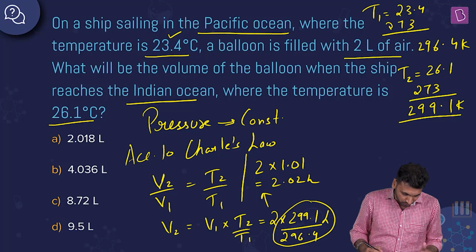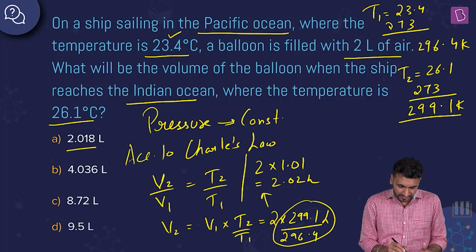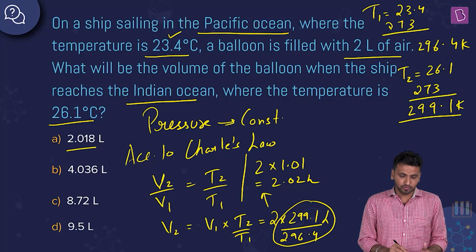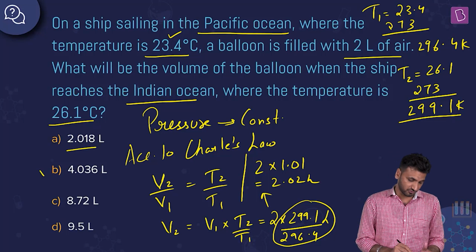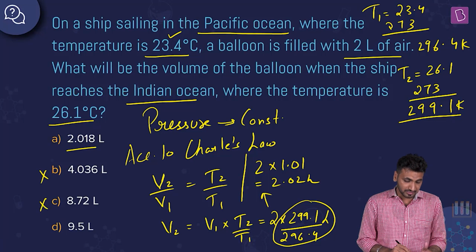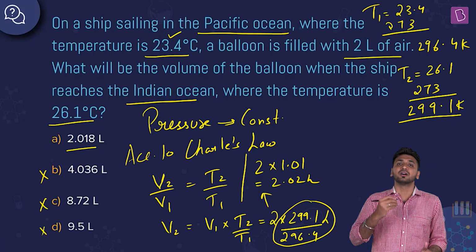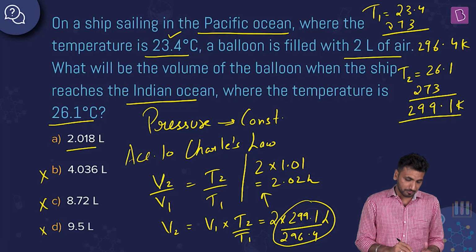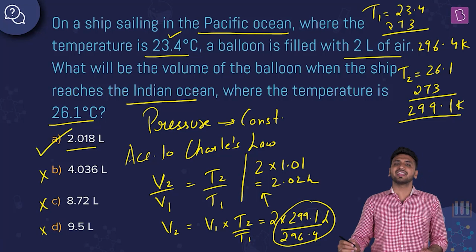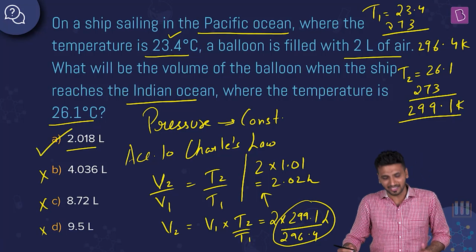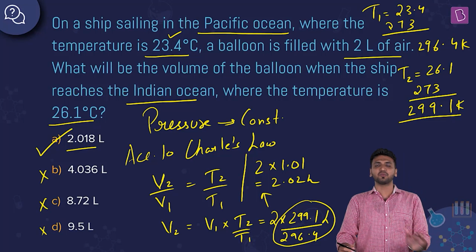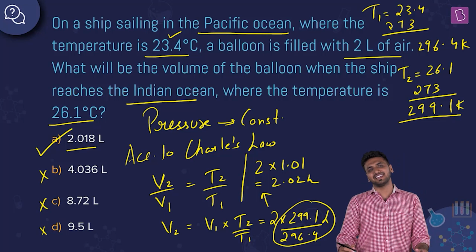If you match with the options, 2.018 is pretty close to 2.02, 4.036 is far away, 8 point something is very far away, and 9.5 is further far away. So the best possible answer is option A, which is the right answer. With that, we conclude this question. Thank you.